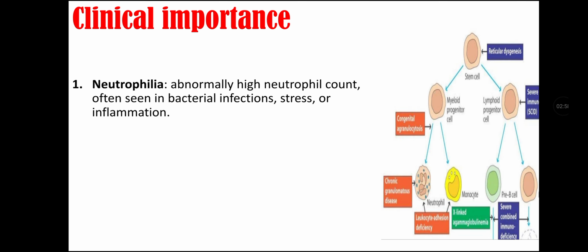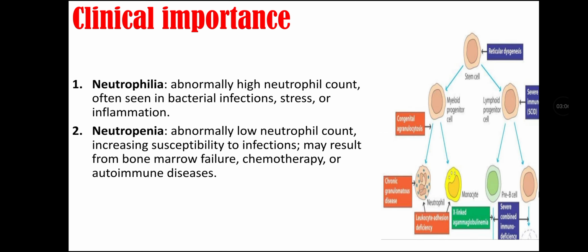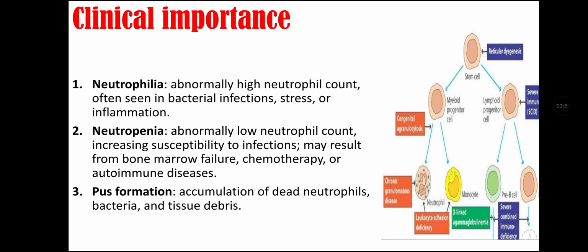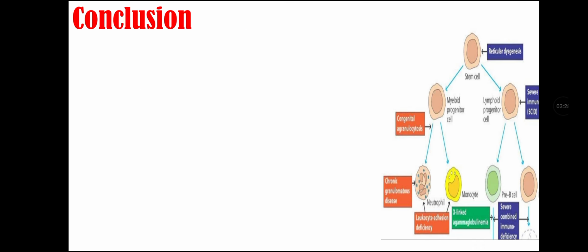Clinical importance of neutrophils. First is neutrophilia, that is an abnormally high neutrophil count, often seen in bacterial infection, stress, or inflammation. Second is neutropenia, that is an abnormally low neutrophil count that increases the susceptibility of a person to infections and may result from bone marrow failure, chemotherapy, or autoimmune diseases. Third clinical significance is pus formation, as accumulation of dead neutrophils, bacteria, and tissue debris leads to pus formation.